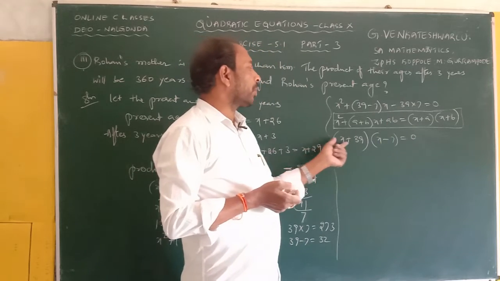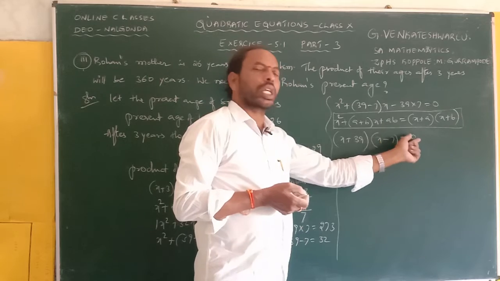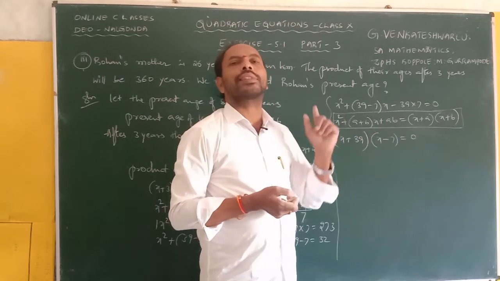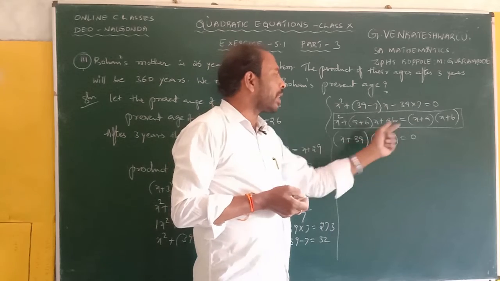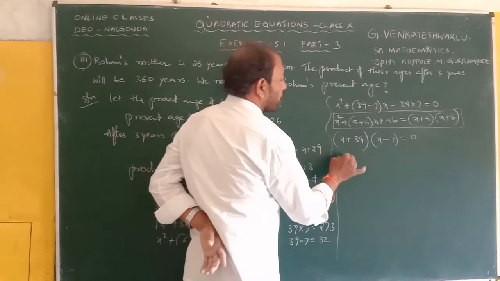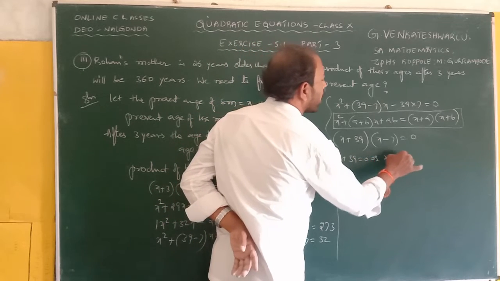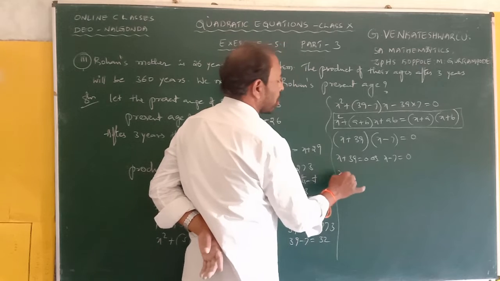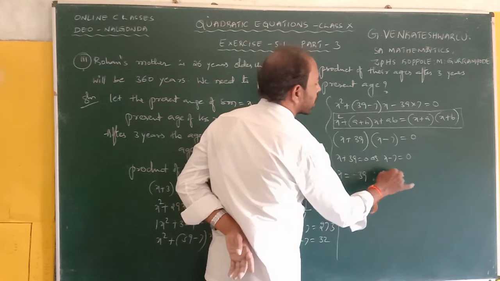So in this case, if any one of the linear factors is equal to 0, then only the product becomes 0. 0 into something is 0. That's why x plus 39 is equal to 0 or x minus 7 equal to 0, that is x is equal to minus 39, and by transposition x is 7.